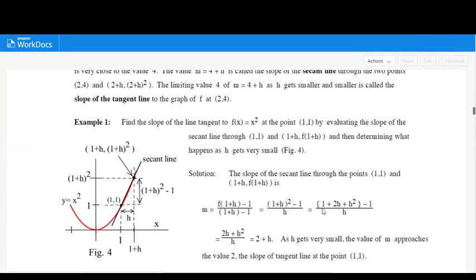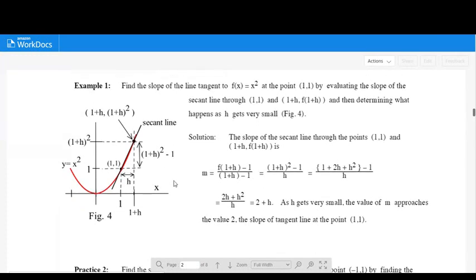Square this. So you'll get 1 plus 2h plus h squared minus 1. So 1 minus 1, that's 0. So 2h plus h squared na lang natira all over h. And then factor out h dito. Ang natira na lang is 2 plus h sa loob. So h over h, that is 1. So we have our final answer as 2 plus h.